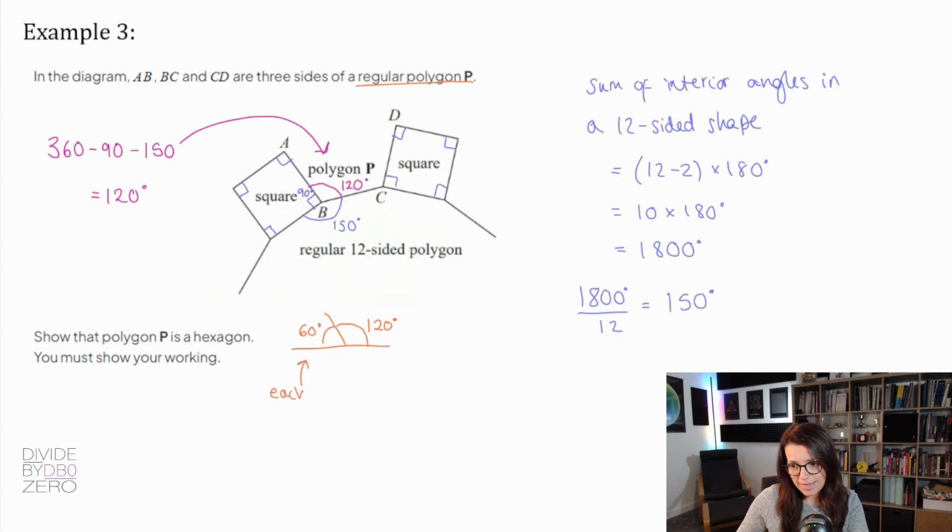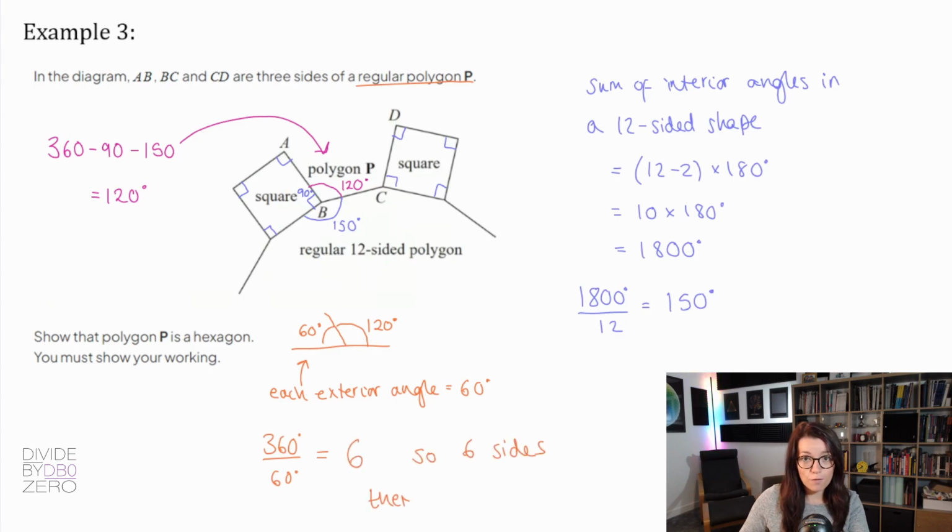So each exterior angle equals 60 degrees. We know that the sum of all exterior angles in any polygon is 360. So if we do 360 divided by 60, that will tell us how many sides the polygon has. And in this case, 360 divided by 60 is 6, means there are 6 sides. Therefore, it's a hexagon. And that's it.